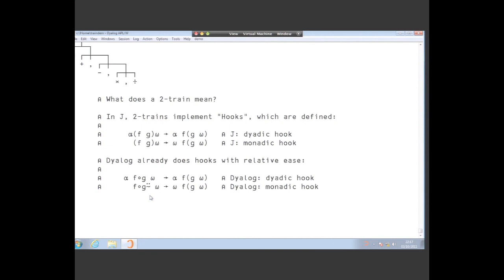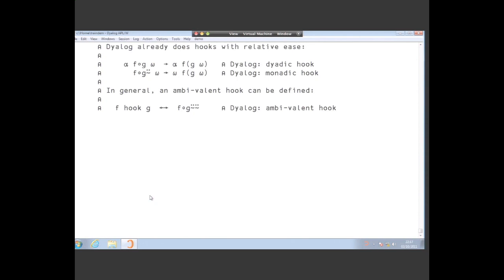So what I said was we're starting from a slightly different position from J. And in fact, if we want to be very clever, we can make an ambivalent hook, which is either monadic or dyadic, by doubling up the commutes. I'll leave you to think that through. Exercise for the student. Here's an example.